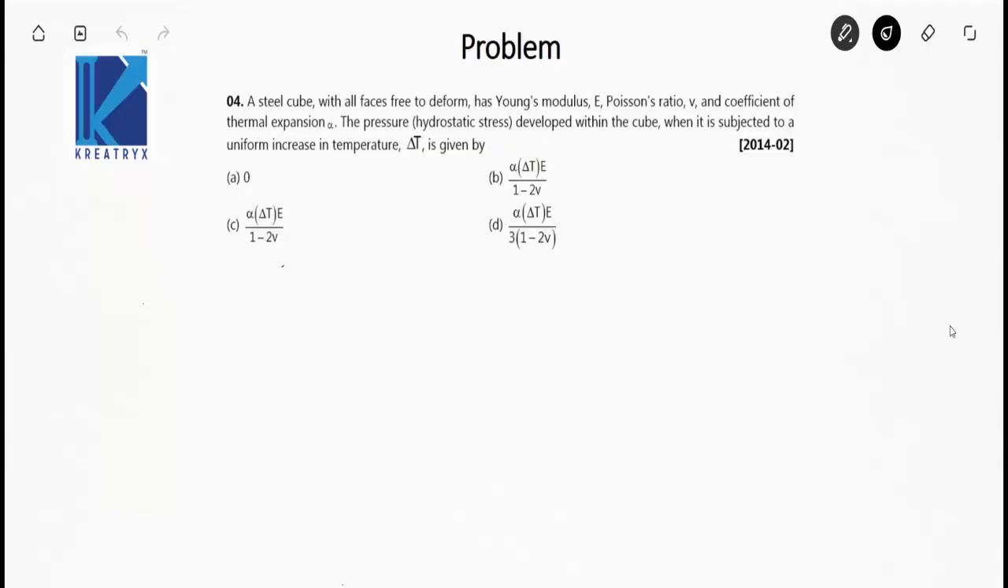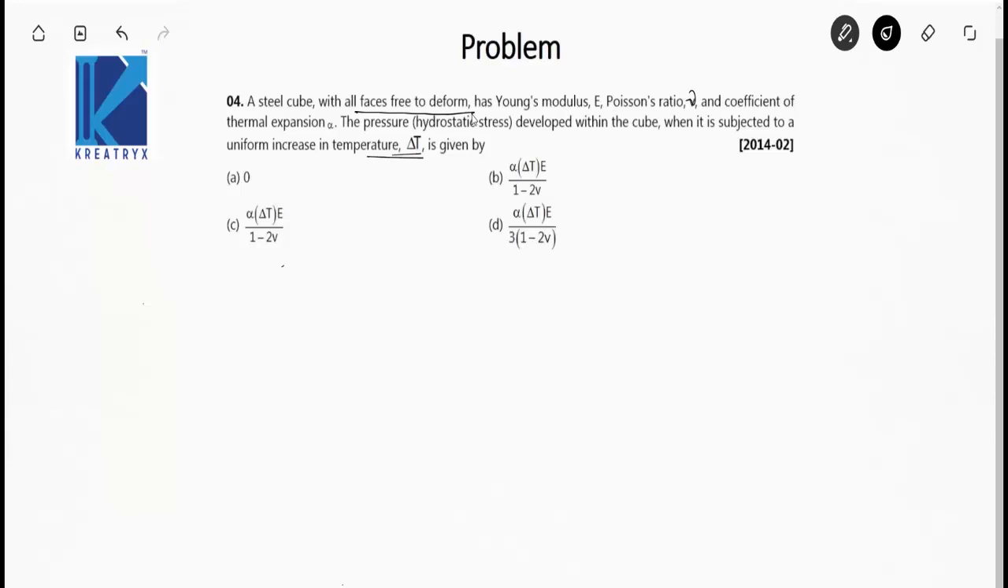Let's solve some more questions from the chapter thermal stresses. The question says that a steel cube with all faces free to deform has a Young's modulus E, Poisson's ratio nu, and coefficient of thermal expansion alpha. The pressure developed within the cube when it is subjected to a uniform increase in temperature delta T.